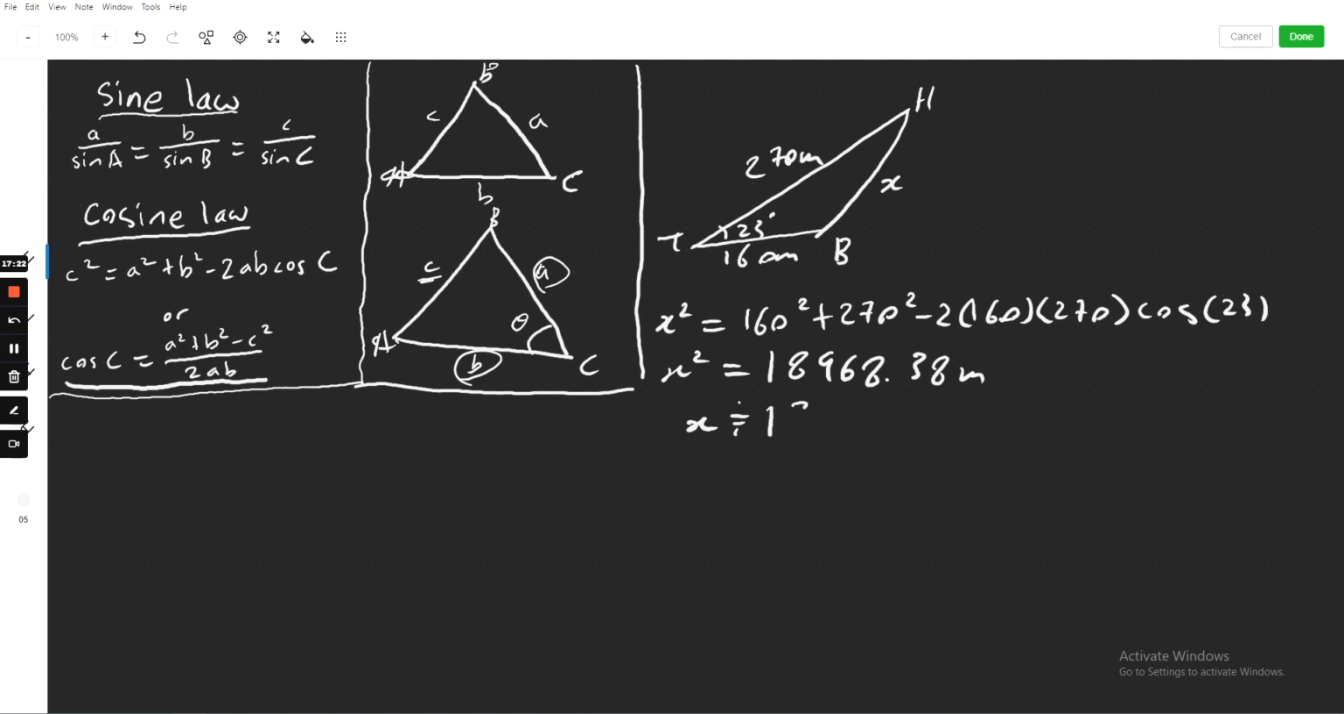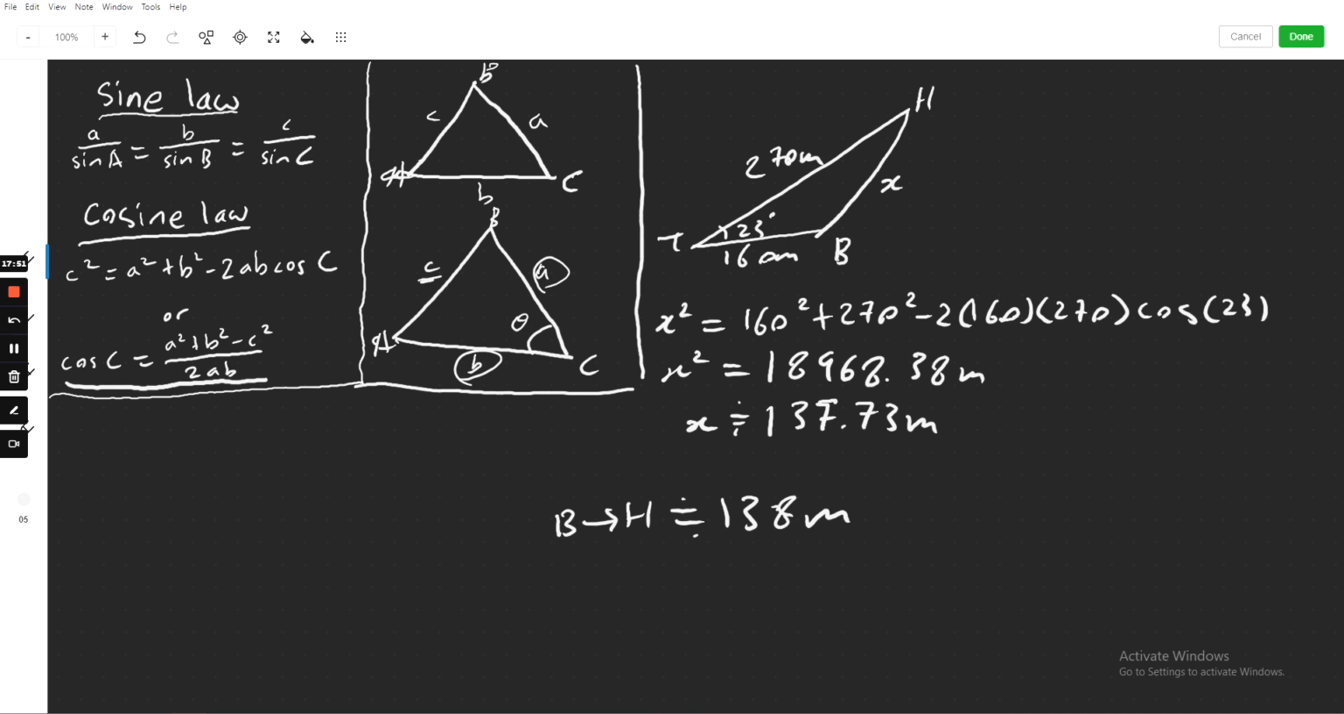When you square root this, x equals about 137.73 meters. When we round it to the nearest meter, the distance from the ball to the hole is equal to about 138 meters.